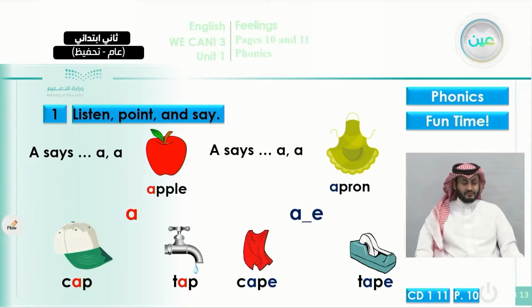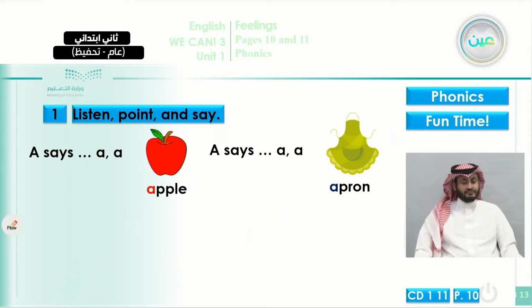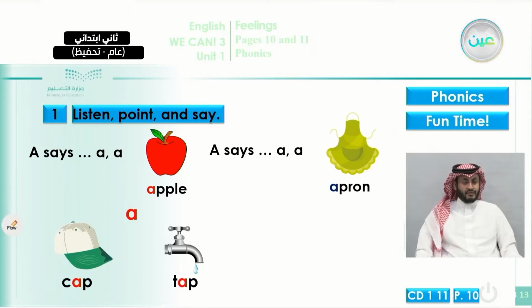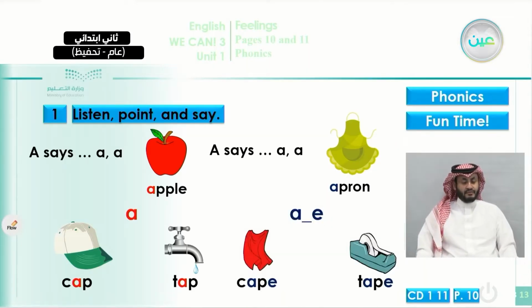Exercise 1. Listen, point, and say. A says A, apple. And A says A, apron. A, cap. A, tap. A-E says cape. A-E says tape.